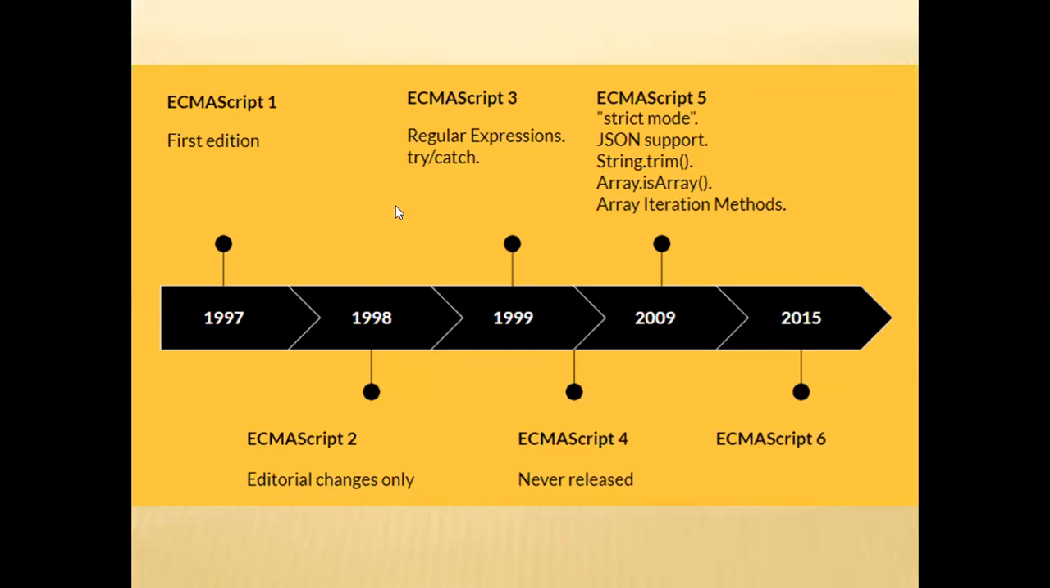We have ECMAScript 1, meaning ES1, in 1997. In each version, they add new concepts. In ES2, they added some editorial changes. In ES3, we see regular expressions and try-catch exception handling. In ES4, in 1999, they released a new version with some extra features. In 2009, we have ES5, adding strict mode, features like JSON support, string trim, isArray, and some iteration methods.